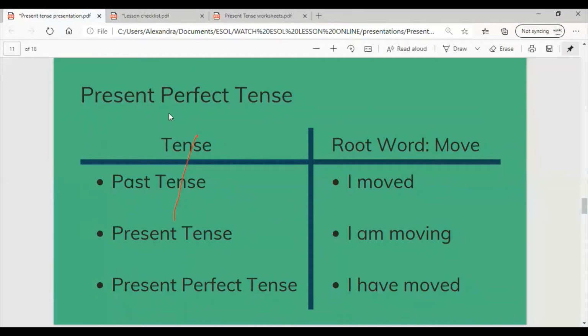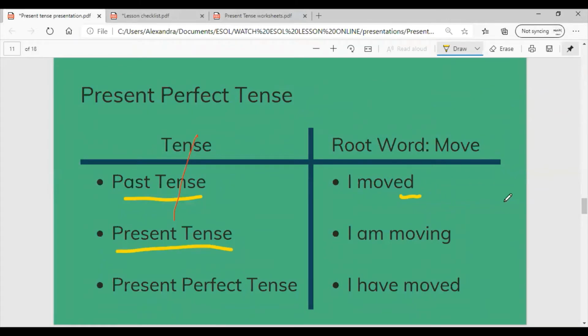But then if we look at the present perfect tense, so we've got our root word here, move. So move as in you're moving something, you move yourself, moving something from one place to another. That's our root word. And then here we've got the different tenses. So we've got the past tense, the present tense, and the present perfect tense. Now we'll look at the differences for this. So for the past tense, we've got that ed ending. So we would change the root word move to I moved with the ed ending.